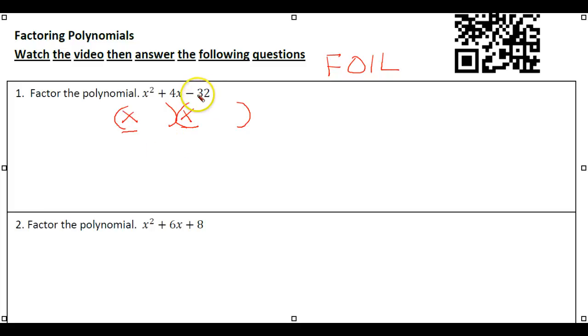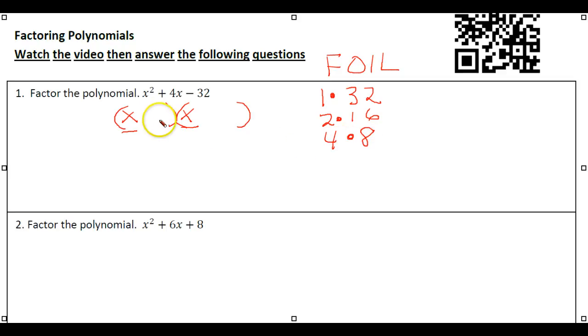Now here we have 32 for our last term. Now we multiplied this to get 32, but then we did our inners and outers to get the 4x. So we need to play around with this 32. What are some factors of 32? Well, 1 times 32, 2 times 16, and we have 4 times 8.